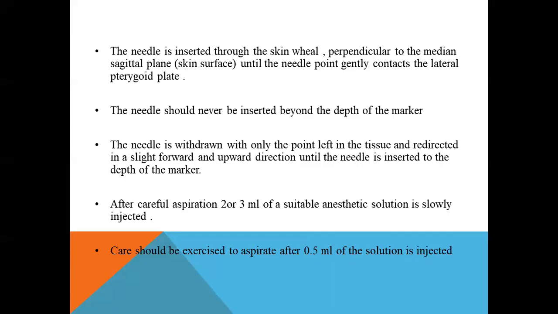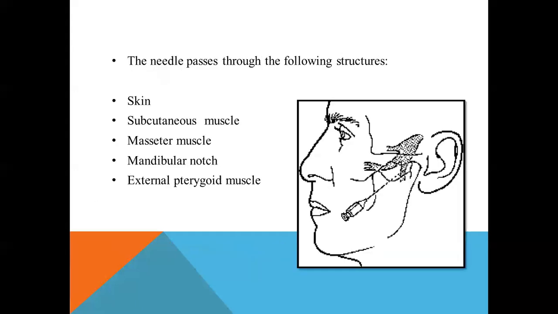The needle is withdrawn with only the point left in the tissue and redirected in a slight forward and upward direction until the needle is inserted to the depth of the marker. After careful aspiration, 2 or 3 milliliters of suitable anesthetic solution is slowly injected. Care should be exercised to aspirate after 0.5 ml solution is injected. You have to inject a sufficient amount of anesthetic solution in that region.